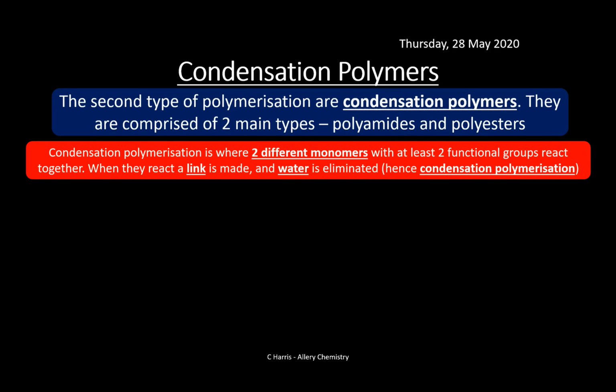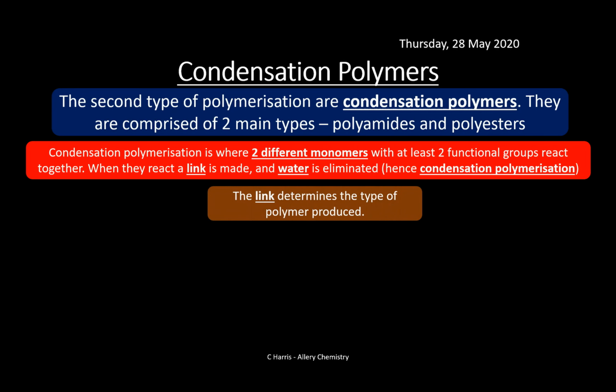Okay, so condensation polymerization occurs when we have two different monomers and they have at least two different functional groups that react together. Okay, and then we form this link between the two, depending on if it's an amide or an ester link, but we'll have a look at that in a moment. And water is eliminated when we join these two monomers together, and this is why we call them condensation polymerization or condensation polymers, because we always eliminate water.